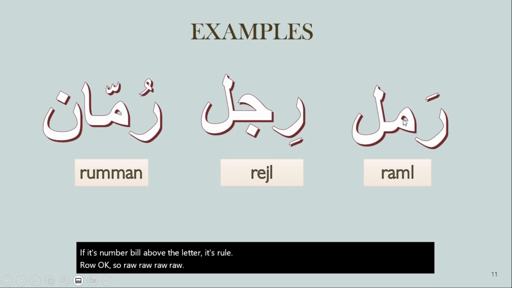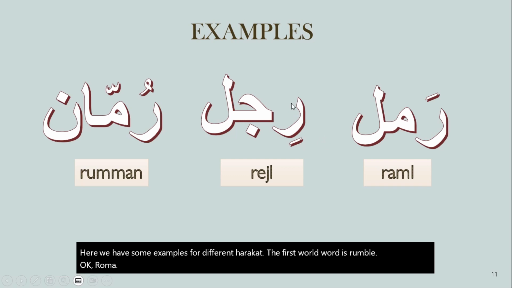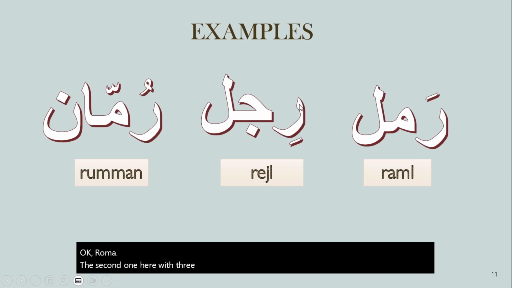Here we have some examples for different harakat. The first word is raml. The second one here with ri, it's rijl, which means leg. And the third one is rumman. Okay, so raml, rijl, rumman.